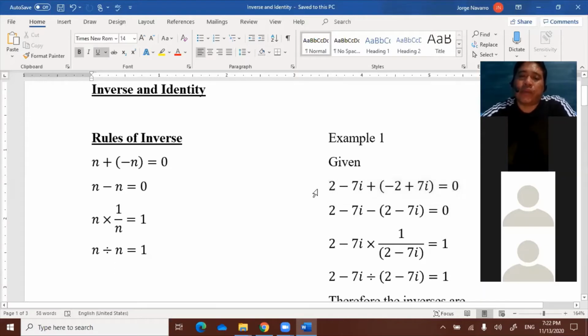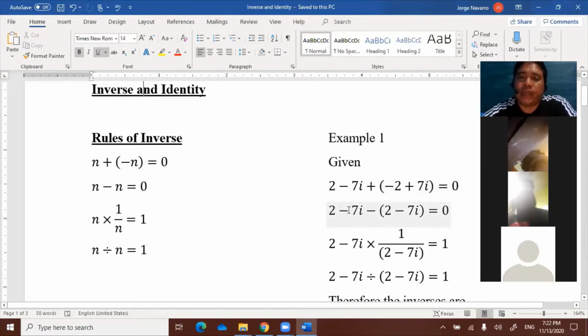And how does this happen? Well, 2 plus a negative 2 will cancel out. And negative 7i plus a positive 7i will also give me the 0. So that's how I get the 0 there. So that's the application of the first rule. The second rule, it says 2 minus 7i minus, and it says you take the number, you minus itself. So inside of the bracket, I put the same number, 2 minus 7i, will equal 0.